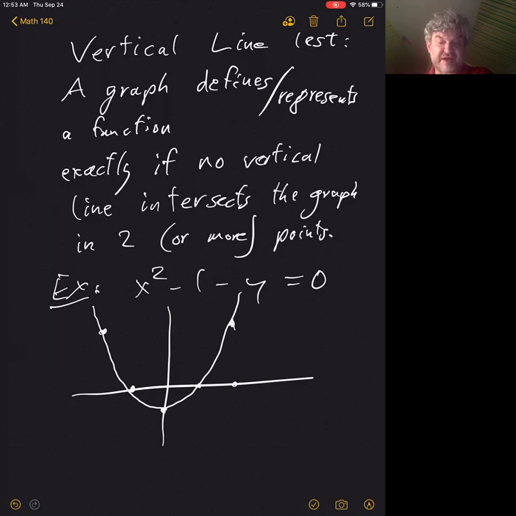This sort of graph is called a parabola, and we'll learn more about them in the near future. But the point is, for this subject, that no vertical line intersects the graph in 2 or more points. How to tell? Best look at the equation.